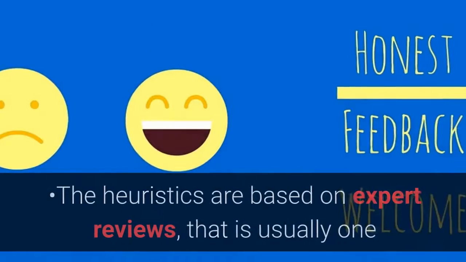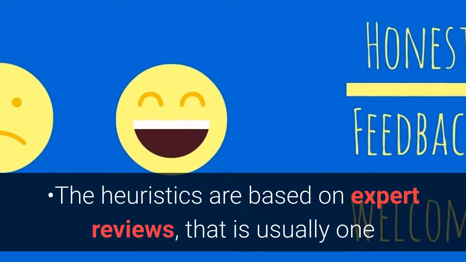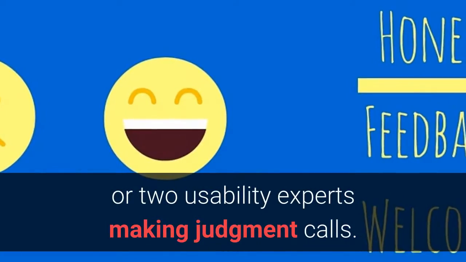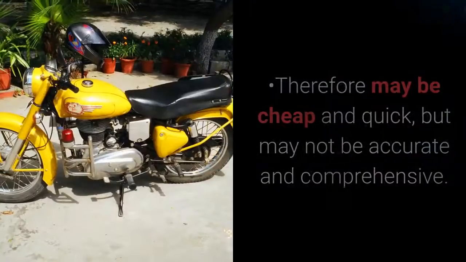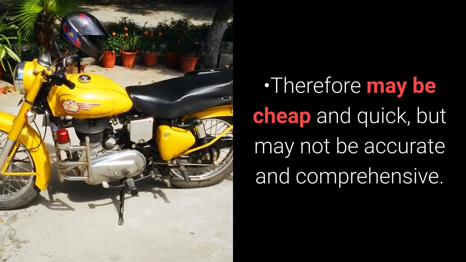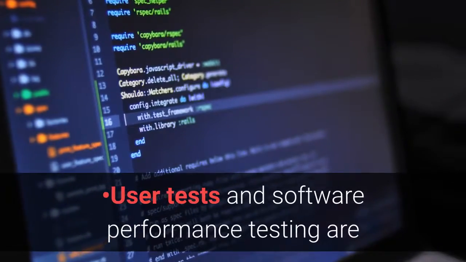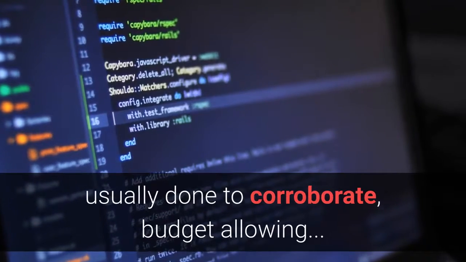Caveats. The heuristics are based on expert reviews, that is usually 1 or 2 usability experts making judgment calls. Therefore it may be cheap and quick, but may not be accurate and comprehensive. User tests and software performance testing are usually done to corroborate, budget allowing.